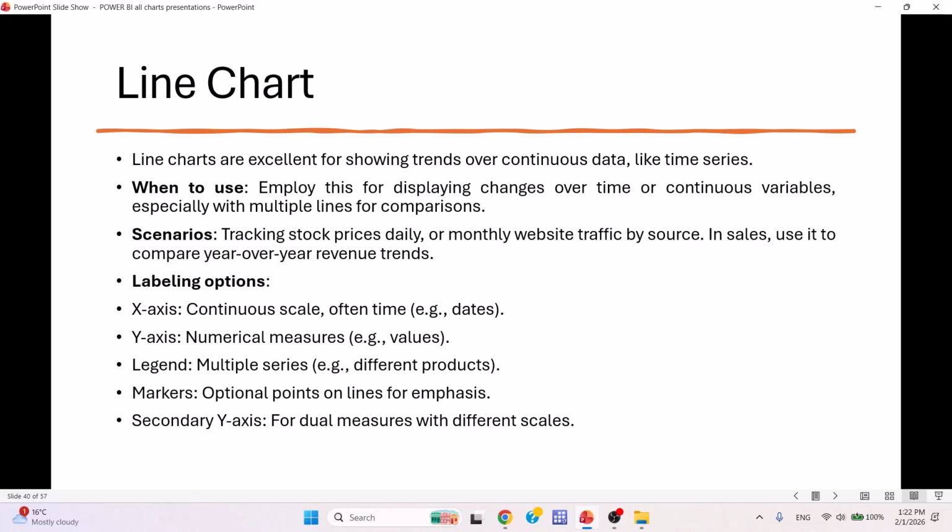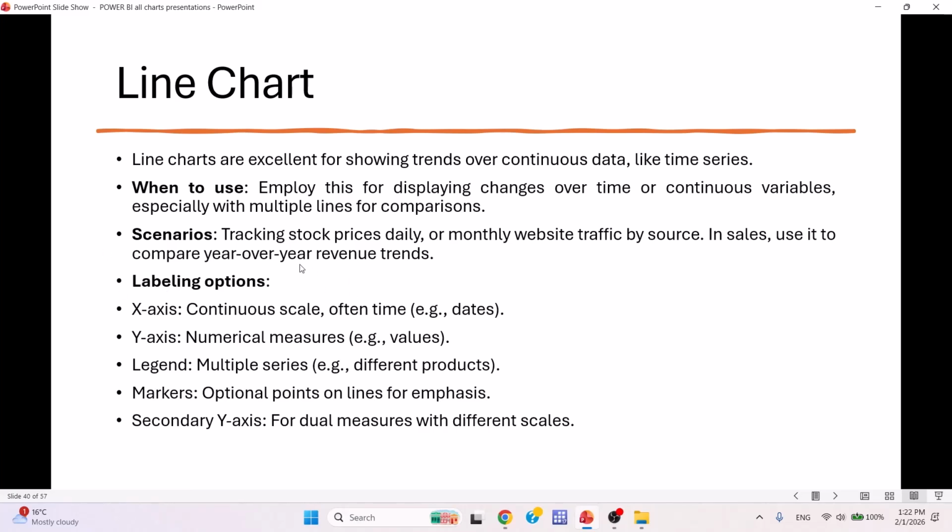Line chart is used to show the trend of a continuous variable over a time period. So if you want to see the sales of any particular firm over a time period, then the line chart is the best option to use. It will show you whether in a particular month or a particular year your sales are increasing or decreasing.